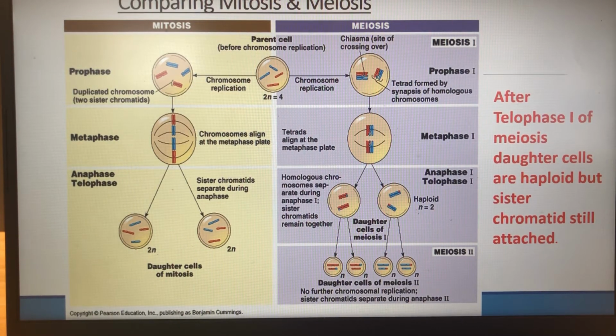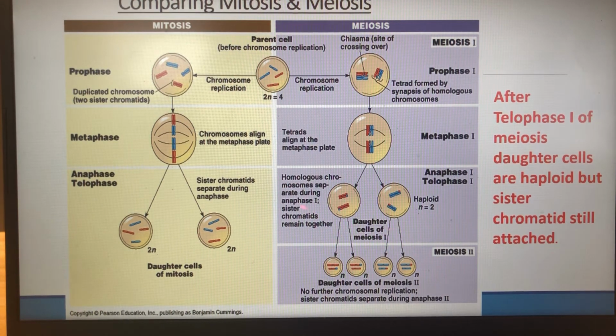This is a very good demonstration. If you look here, metaphase in mitosis, the chromosomes line up in a single file. In meiosis, metaphase 1, do you see where they're double filed? The homologous chromosomes line up in a double file line. After telophase 1 of meiosis, the daughter cells are haploid. That's right here. Look at this.